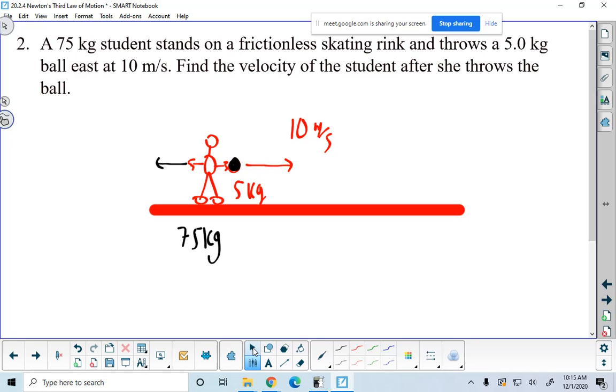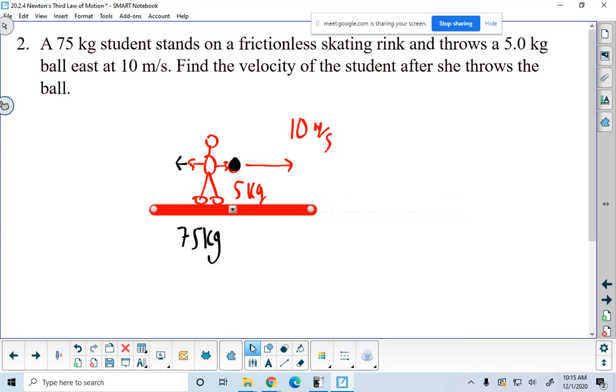Now, if you look at what I've drawn, it should be common sense that the speed the person moves backward at will be significantly less than the speed that the 5 kilogram object moved forward at. But I have a feeling some of you could figure out the answer to this question without doing what I'm about to do. Here's how you do this question.